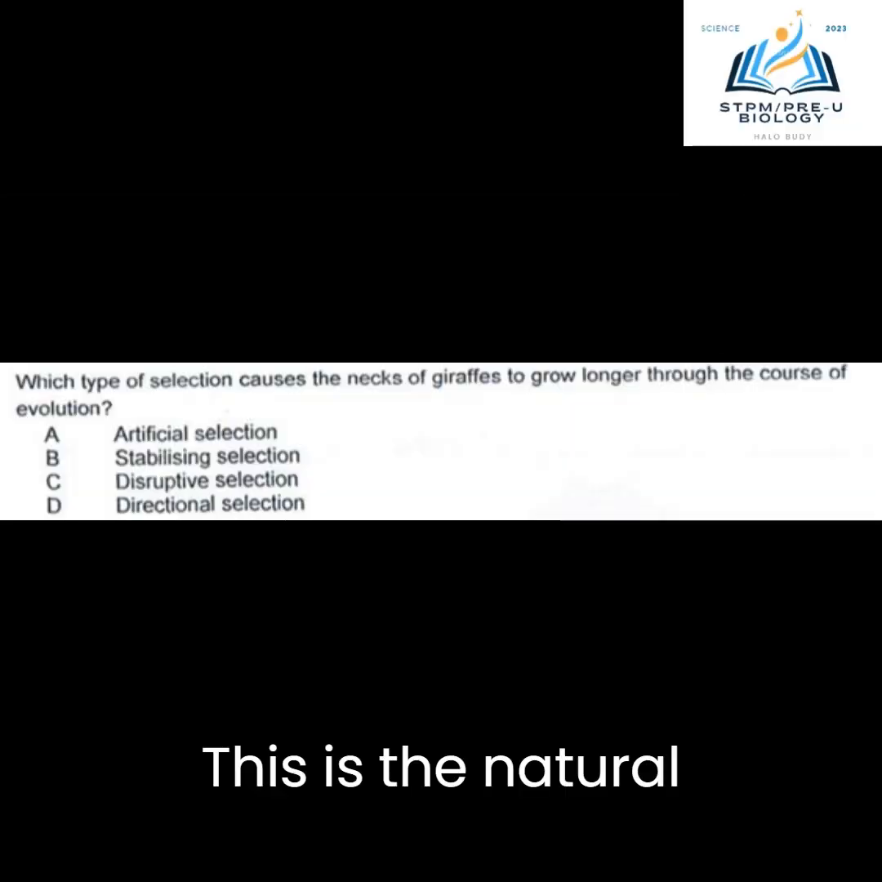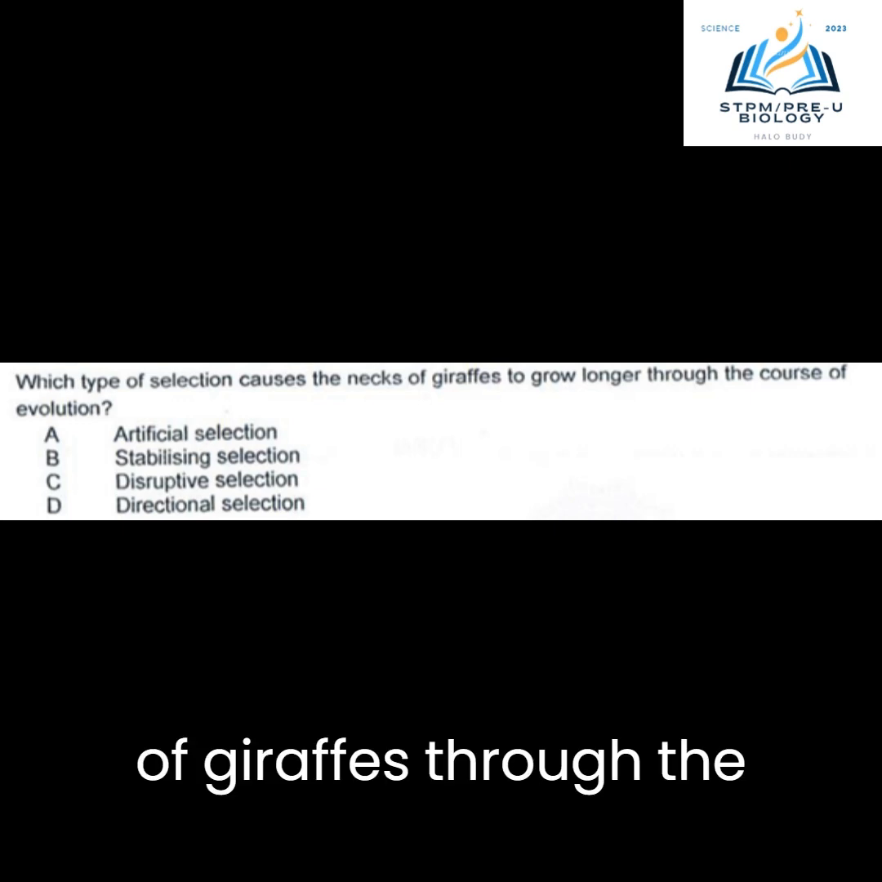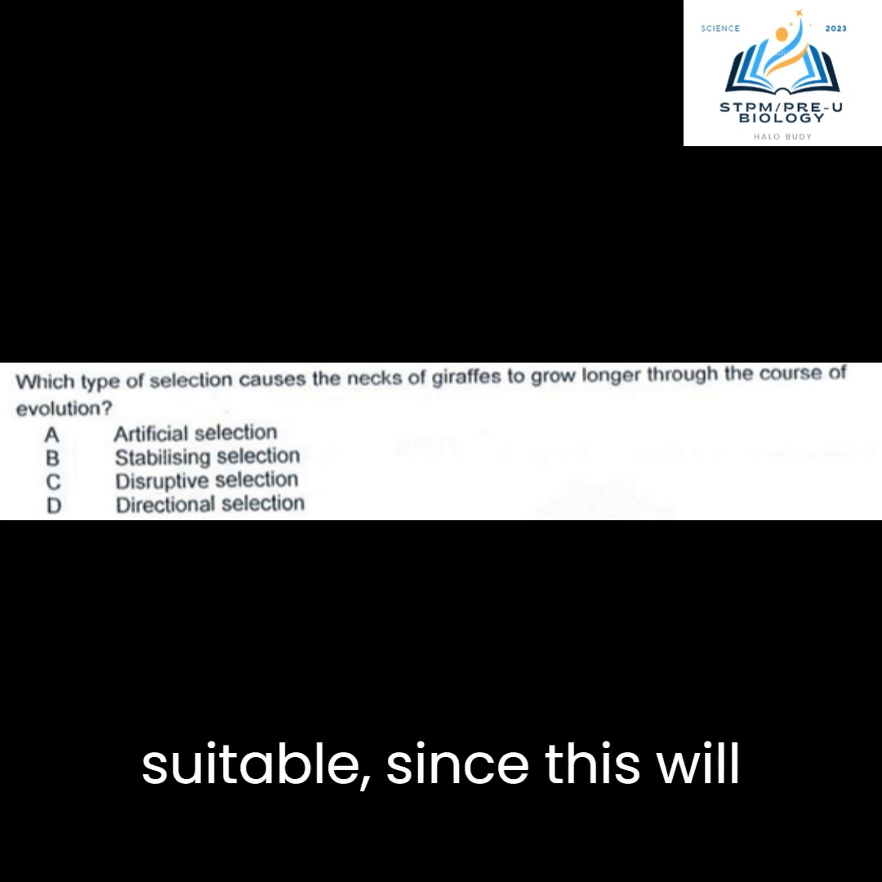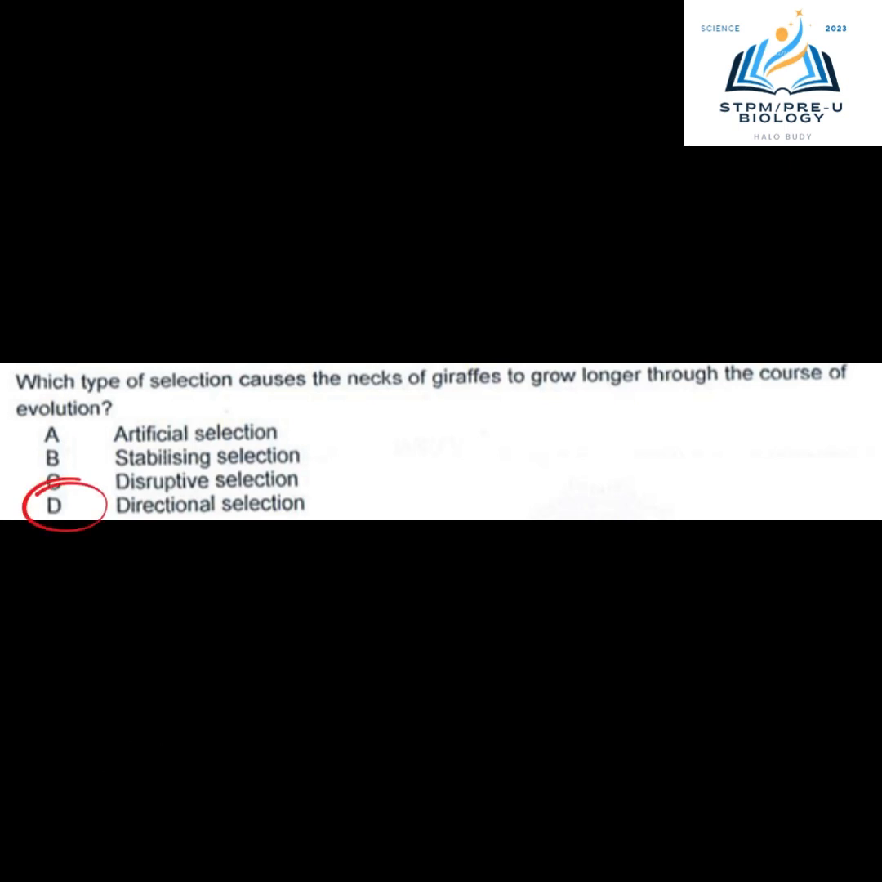This is the natural selection determination question. For the neck of giraffes to grow longer through the course of evolution, directional selection is suitable since this will eliminate the short and intermediate lengths of giraffe's neck. The correct answer is D.